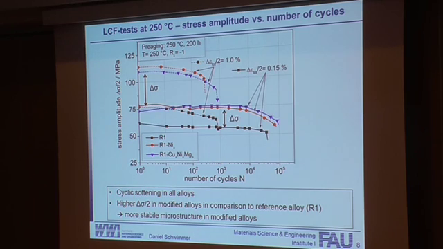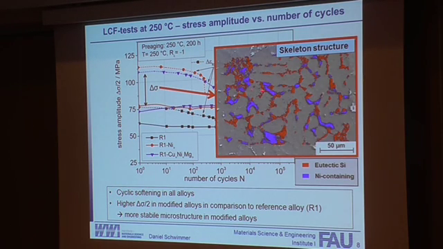If you remember the microstructure, we did some EDS measurements, and we can see the typical phases. The red one is our eutectic silicon phases, and the blue ones are our nickel-containing phases. What we see here is that the nickel-containing phases are near the eutectic silicon and stabilize the microstructure, and that's the reason why we have a higher stress amplitude compared to our reference alloy.